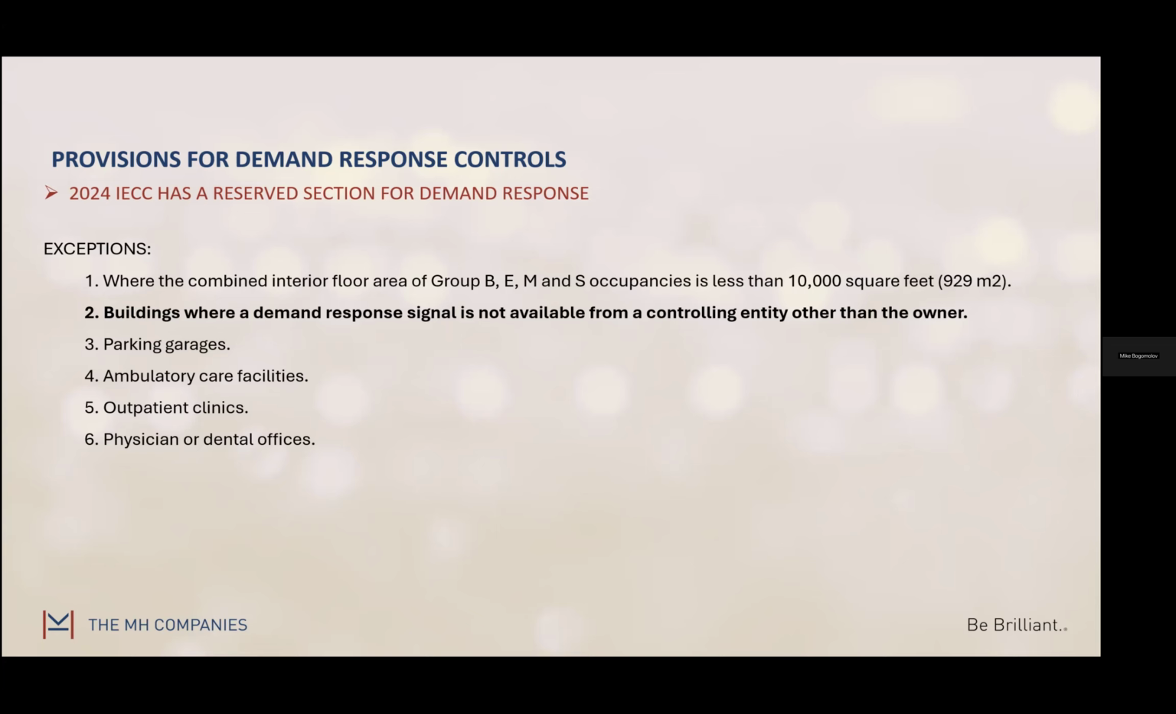So basically, this states buildings where a demand response signal is not available from a controlling entity. In my opinion, that's going to be your utility company, or anyone other than the owner themselves saying, I want my lights to dim or whatever. So if that's not in place, then you don't have to do it.